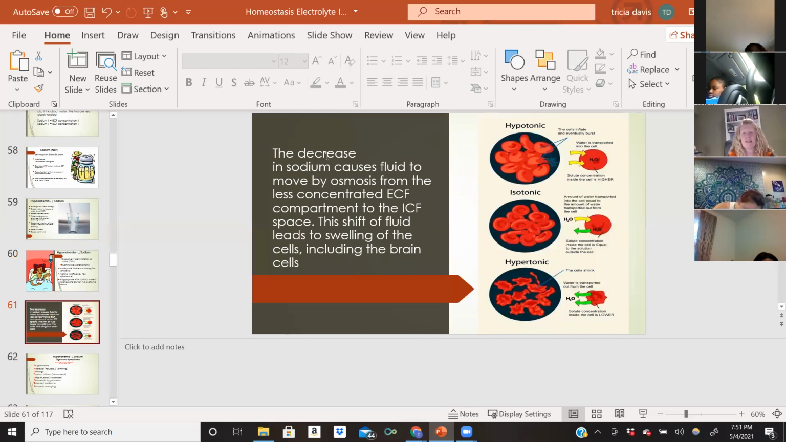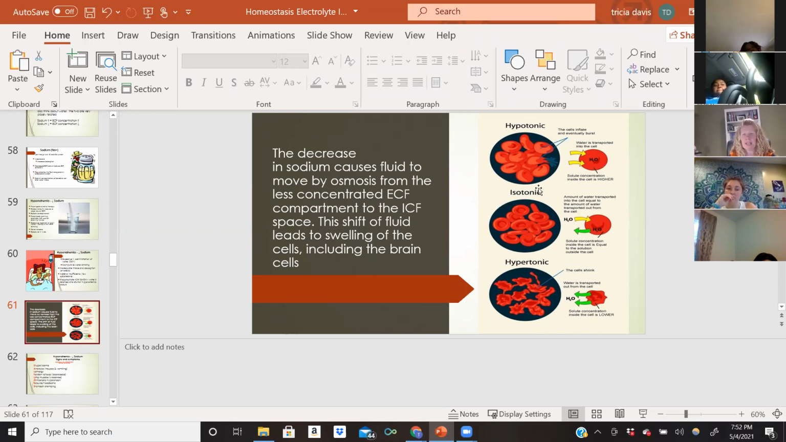The decrease in sodium causes the fluid to move by osmosis from the less concentrated ECF compartment into the ICF, the intracellular fluid space. The shift of fluid is going to lead to the swelling of cells, including the blood cells.